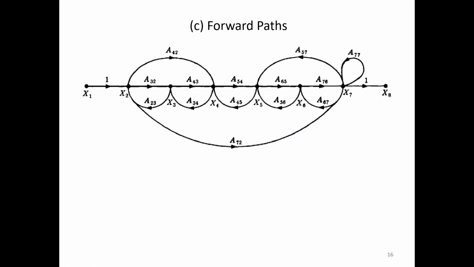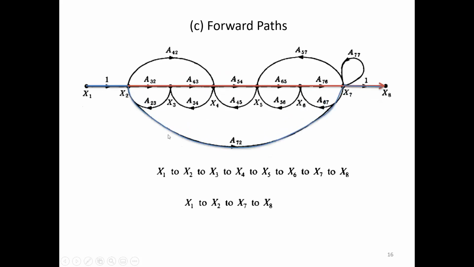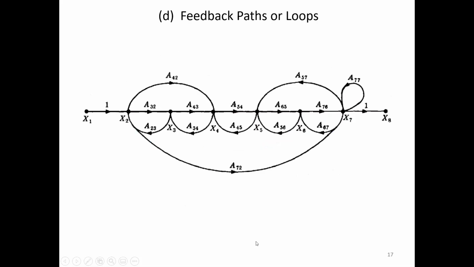Let me repeat. How many forward paths? Please try to identify the first forward path. The red color line, that is X1, X2, X3, X4, X5, X6, X7, X8 nodes we can travel. That is one forward path. Another one is the blue color line which we have taken here, that is X1, X2, X7, X8. And lastly this one: X1, X2, X4, X5, X6, X7, X8. Okay, totally 3 forward paths we have.